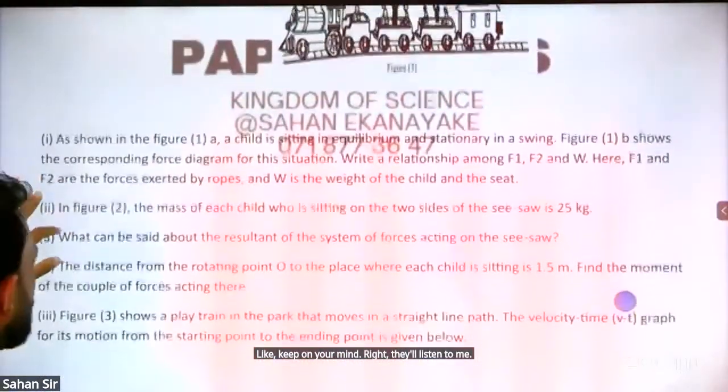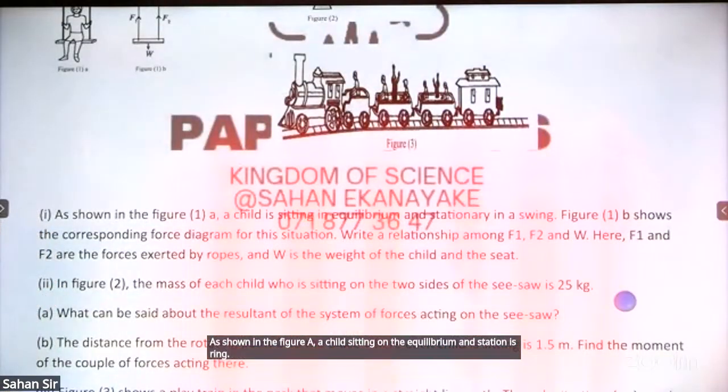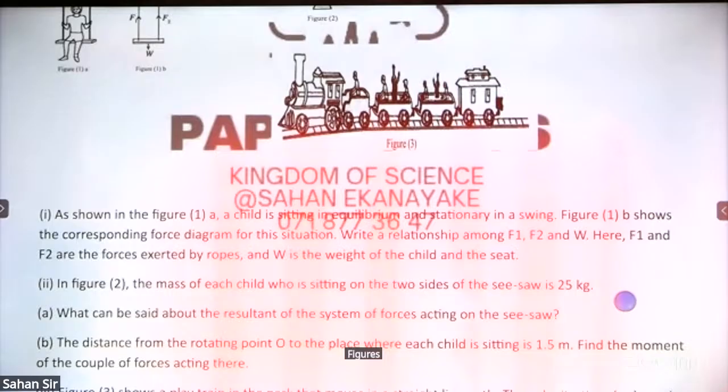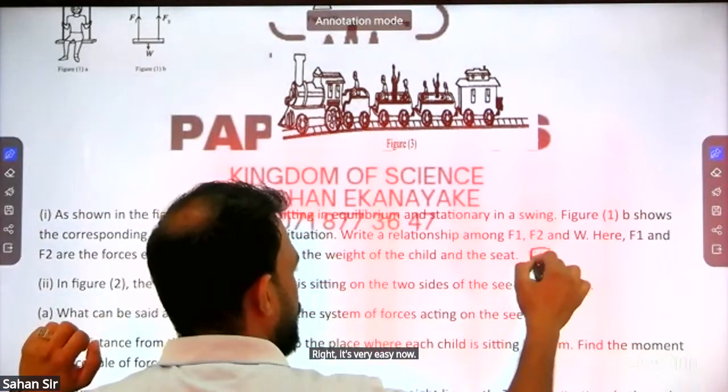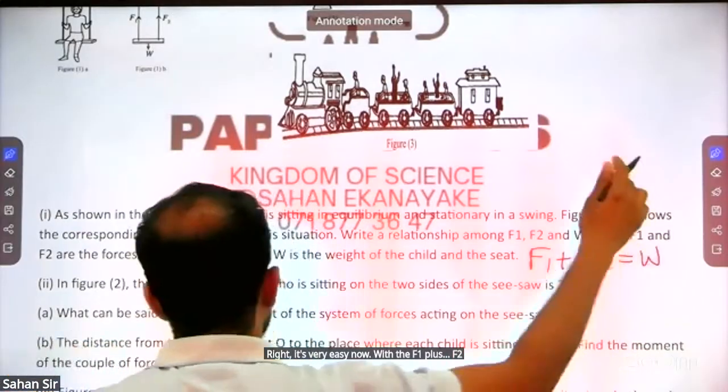As shown in figure A, a child is sitting in equilibrium and stationary on a swing. Figure A shows the corresponding force diagram for this situation. Write the relationship among F1, F2, and W. Right. It's very easy, no? F1 plus F2 equals W.